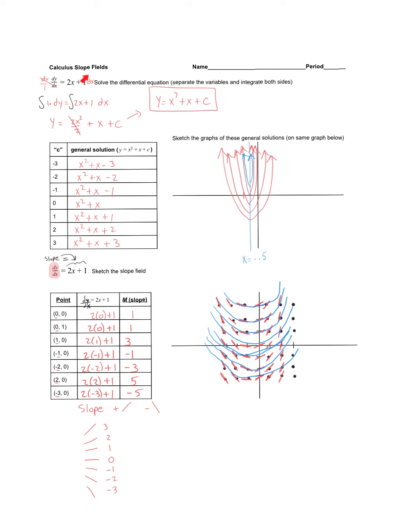Now this particular example, hey, it was way easier to separate and integrate and pick values for c and graph the parabolas. This was a much more tedious way, but there are some differential equations where, believe it or not, this is a much easier way to get a general set of solutions. So I hope that you can see the similarity between the two ways we do it.